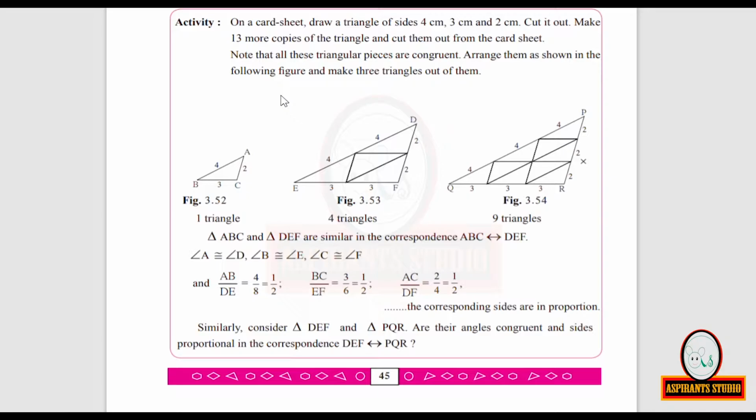So now you will be having 14 copies of the triangle. One is already drawn and we are cutting out 13 more copies of the triangle. So totally you will be having 14 copies of the triangle. Note that all these triangular pieces are congruent. Arrange them as shown in the following figure and make 3 triangles out of them.